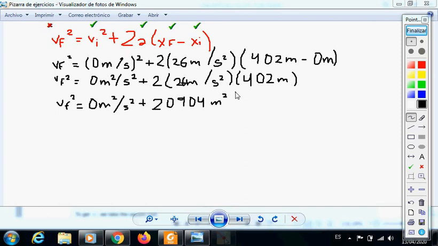Squared meters. And don't forget the squared seconds. 20,904 plus 0, it's 20,904 square meters per squared seconds. And now is the time of the square root. The power goes to the other side of the square root.